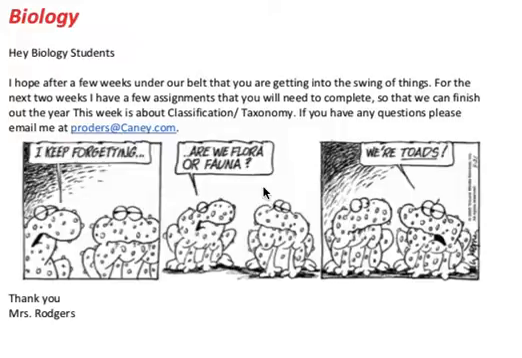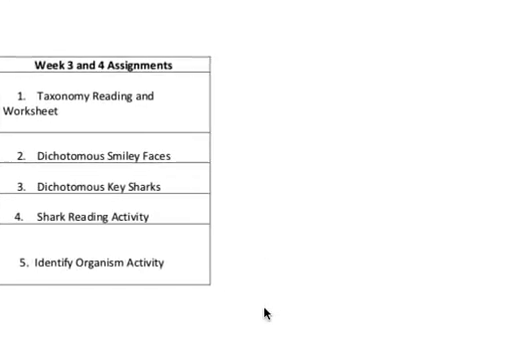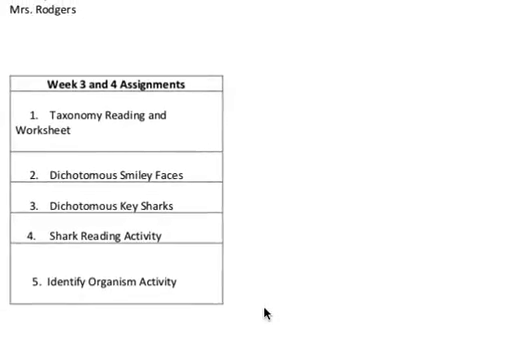But I'd like to go through some of the assignments that you'll have this week and next week. These are the 5 assignments. The first one is taxonomy reading and then questions over that reading. Then you're going to learn how to do dichotomous keys, and we're going to do 2 of them, one with smiley faces and one with sharks. And then you'll have a reading activity about some of the characteristics of sharks. And then you'll end with identifying organisms. Usually we do this in class with real organisms that are preserved. But we're going to have to try it with just pictures of organisms this year.